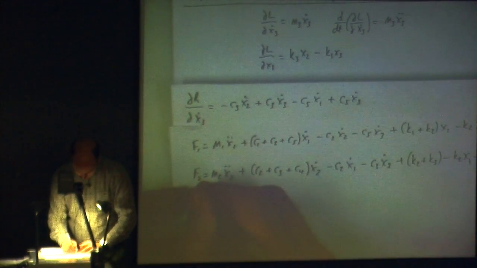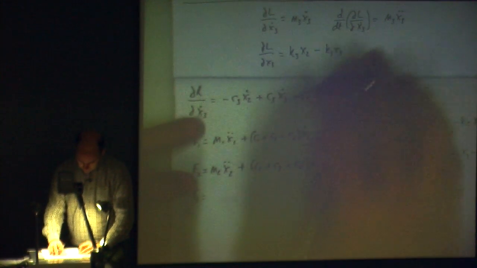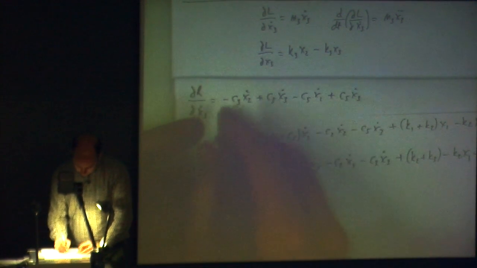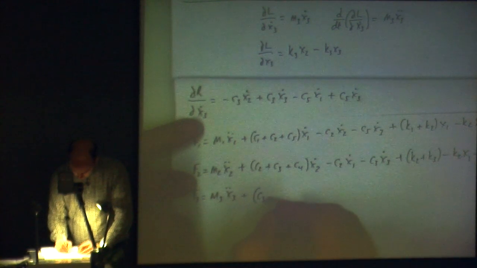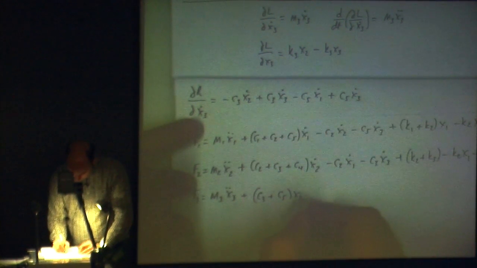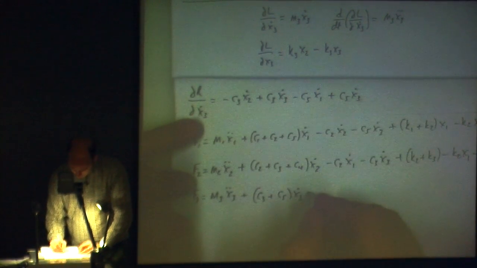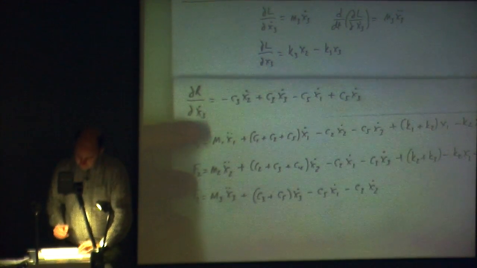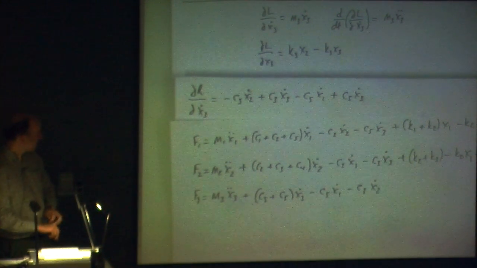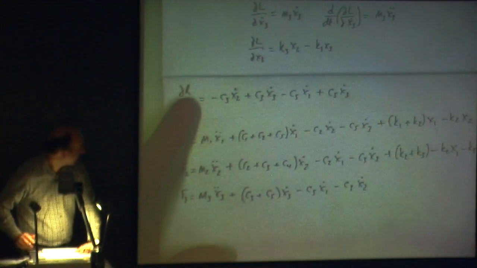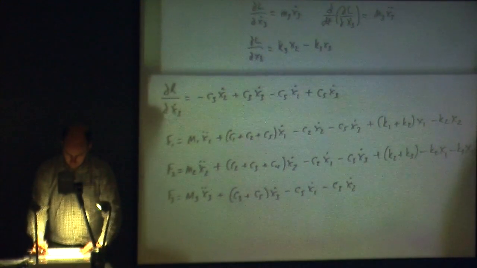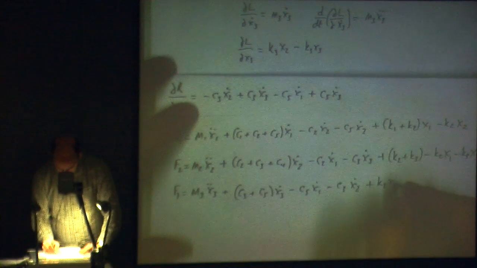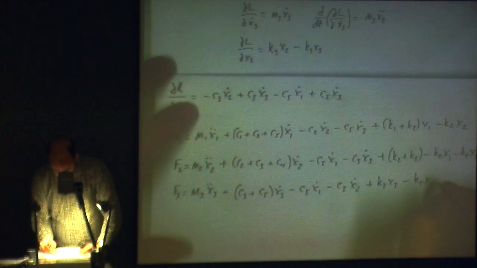And then for F3, or x3, I've got M3 x3 double dot. Again, looking at the C terms, in terms of x3 I've got C3 plus C5, minus C5 x1 dot, minus C3 x2 dot. And then we've got this term over here. This can be plus K3 x3 minus K3 x2.